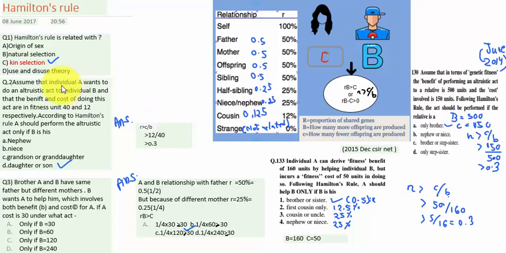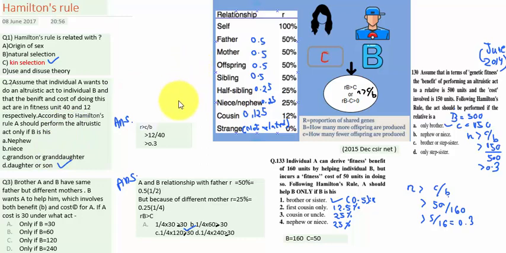The next question is: assume that individual A wants to do an altruistic act to individual B, and that the benefit and cost of doing this act are, in fitness units, 40 and 12 respectively. According to Hamilton's rule, A should perform the altruistic act only if B is his nephew, niece, grandson or granddaughter, daughter or son. So you need to find the relatedness between A and B.